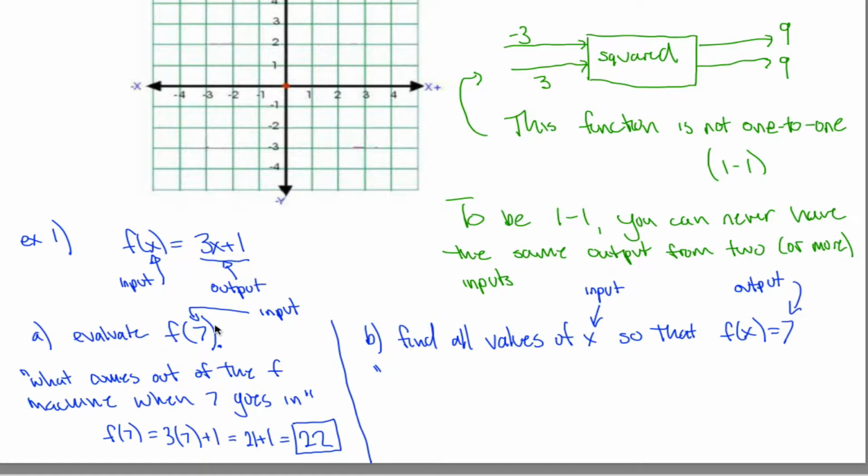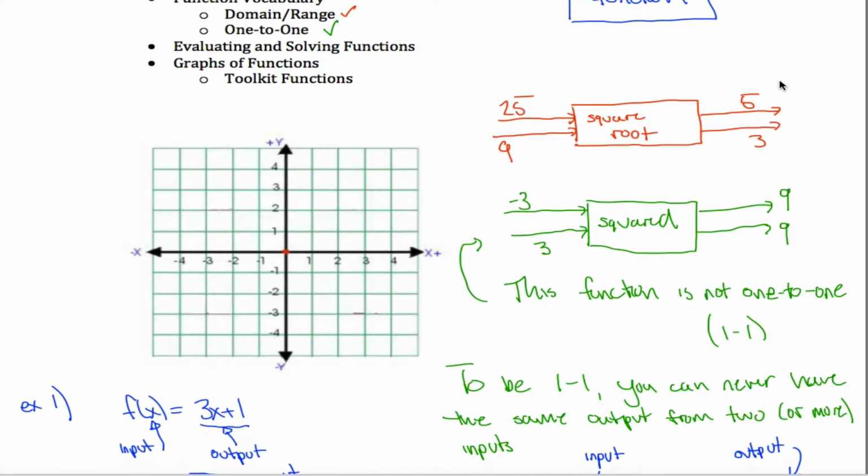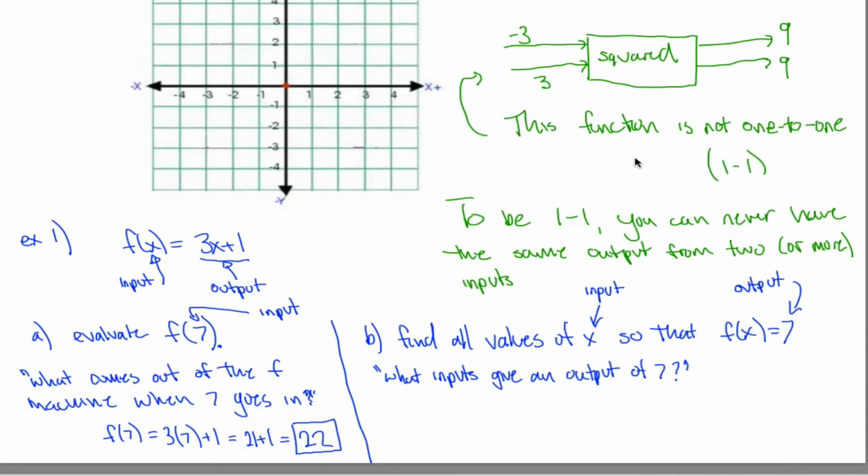What's being asked here is what inputs give an output of 7 in this machine. I guess there should be a question over here too. So how do you figure that out? Well, you could just look at it. You could be like, well, if there's a 7 over on this side of my machine, what must I put in? Kind of think backwards type stuff.